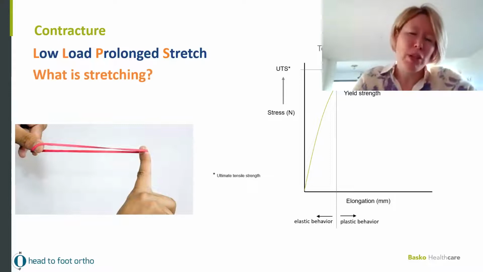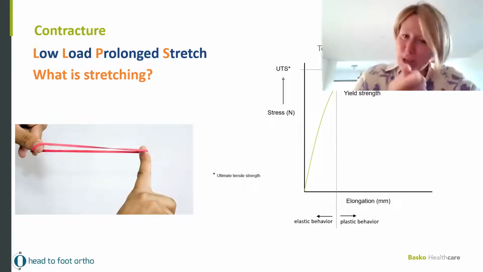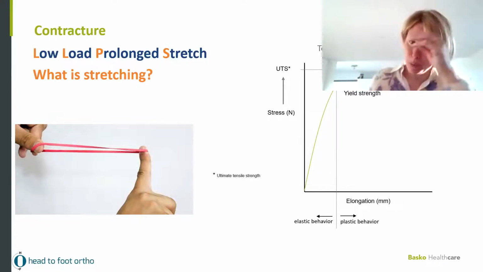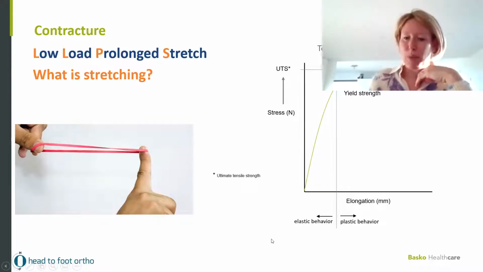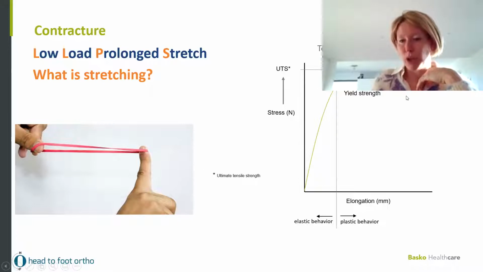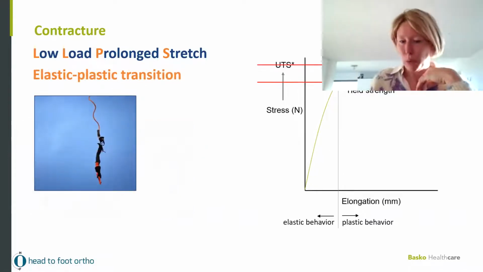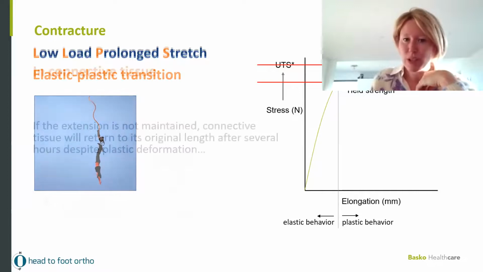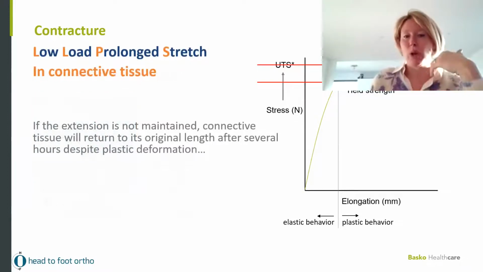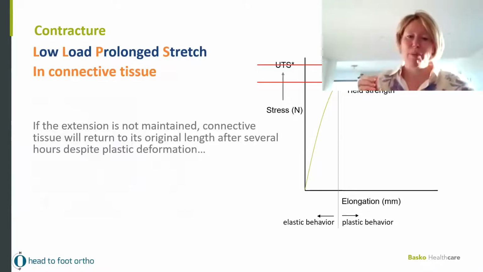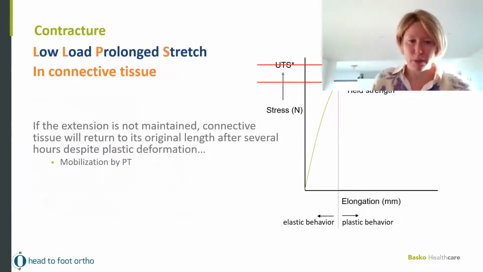So what is the stretching we do? We all know the curve, and we all know that every tissue, every material has its own curve, where we apply some stress, some Newton meters, and we create an elongation. At a certain point, after too much stress, you will have a fracture coming up after you've gone into the plastic behavior. First of all, when you stretch, you go through that elastic-plastic transition. And we all know it, when you release an elastic, for example, it will come back to its normal position.